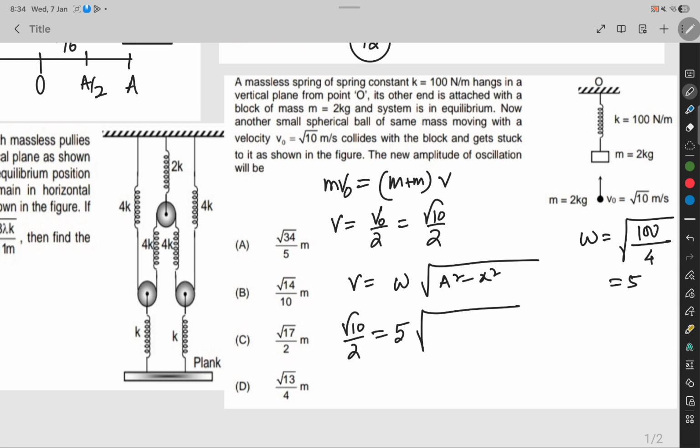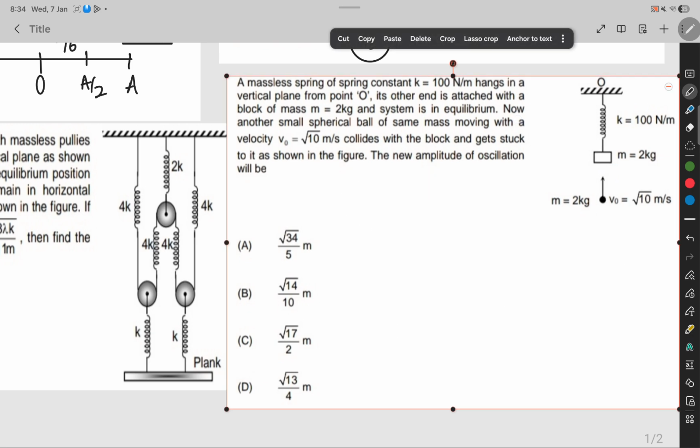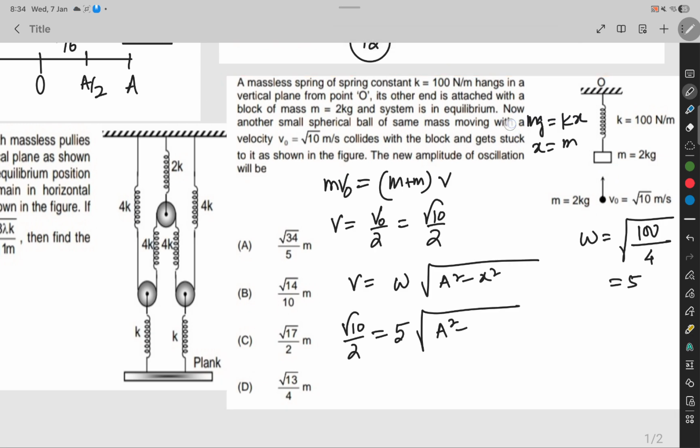A is what, I don't know, and x, as this was in equilibrium position, mg should be equal to kx. Whenever this is hitting this one, you will not write 2mg equal to kx, because it was initially at this position, so at that position mg should be equal to kx, so x equals mg by k, and this is hitting at that position only. After solving this, you will get A equal to root 14 by 10 meter. This will be your answer.